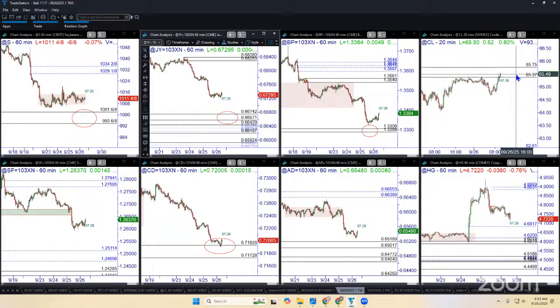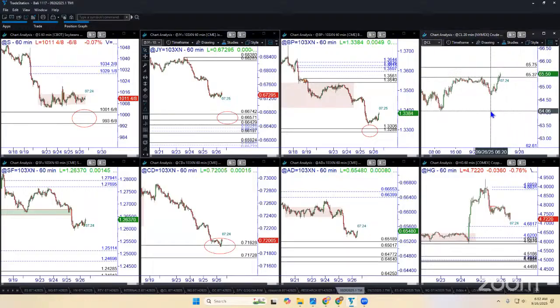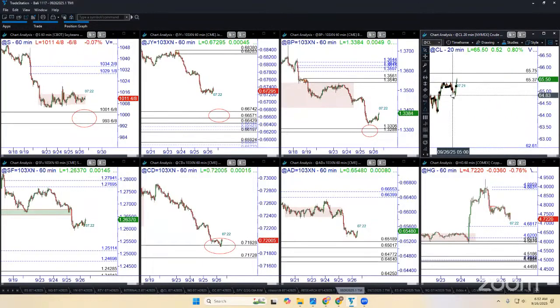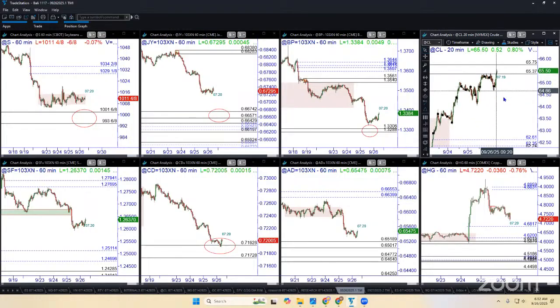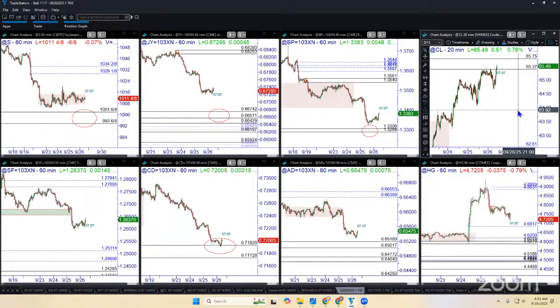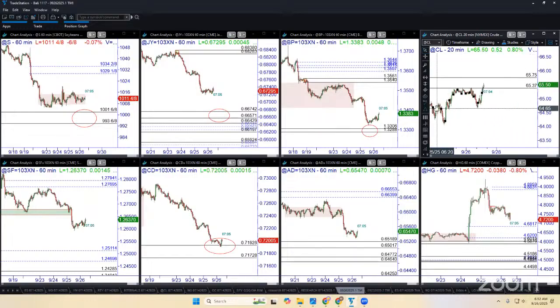Crude oil going a little deeper in the zone on a 20-minute chart. Impulse correction, impulse correction, impulse correction, impulse. Okay. What comes after an impulse? A correction. What is in front of an impulse? Correction.